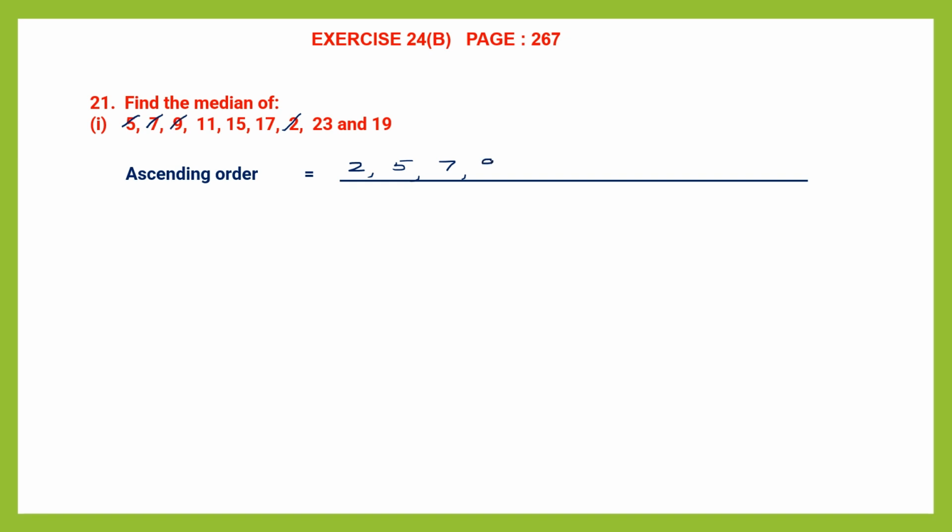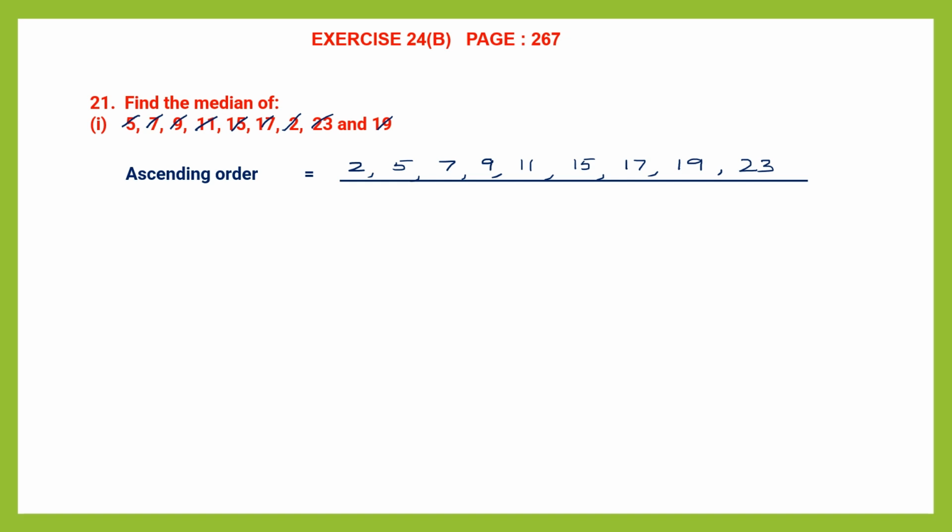So here, the first thing we do is arrange it in ascending or descending order. So here, let's arrange it in ascending order. Let's begin with the smallest number. As we can see, 2 is the smallest. Then we have 5. Go through it carefully and then 7. Then we have 9, 11, 15, 17, 19 and 23. Okay, so this is the first step. First thing we need to do is arrange it in ascending order.